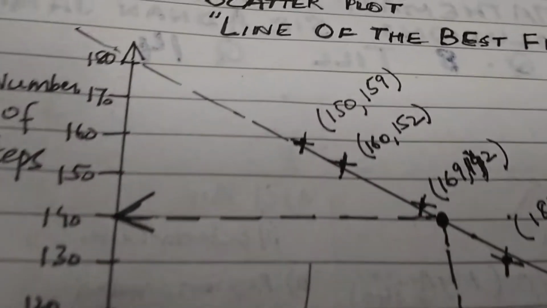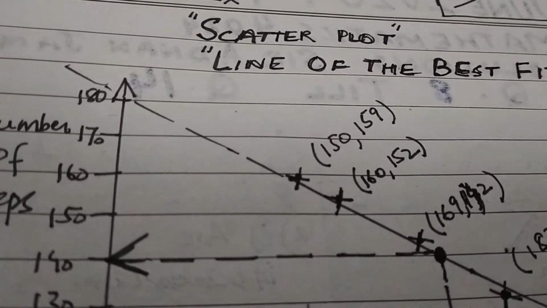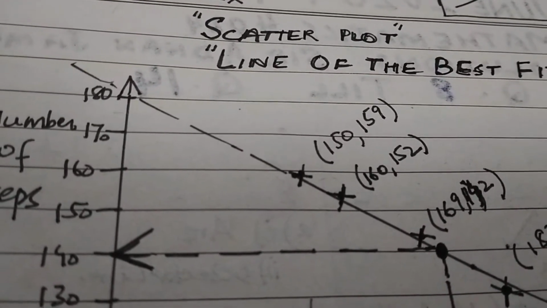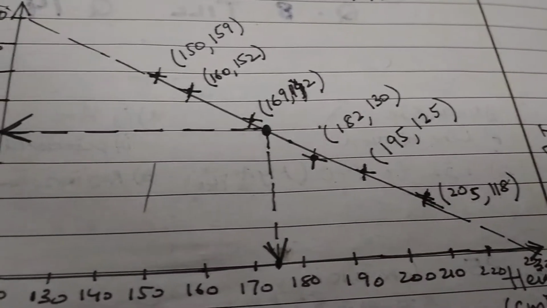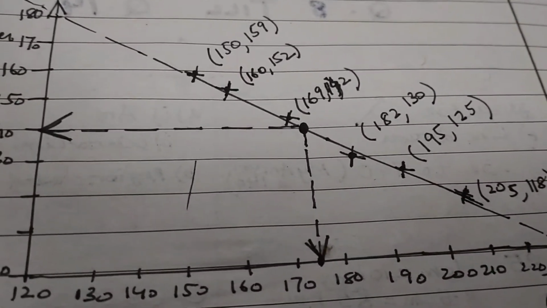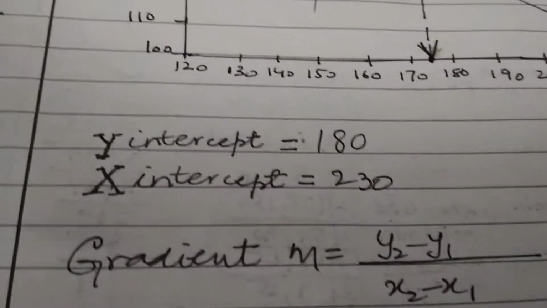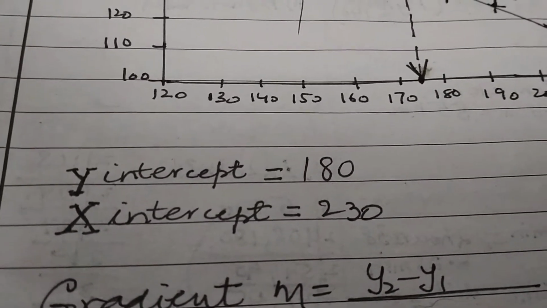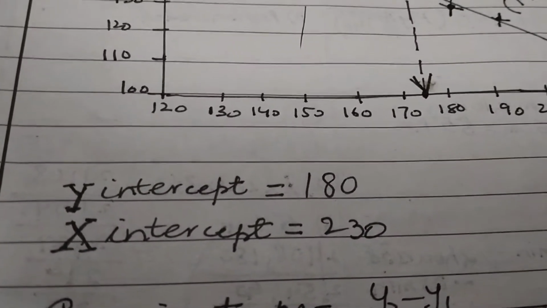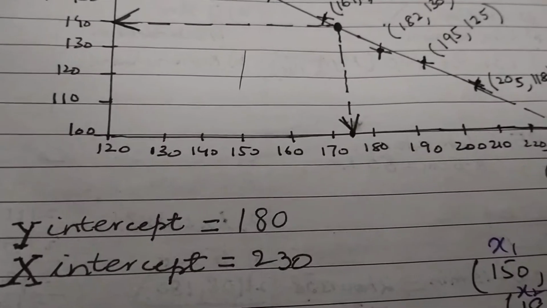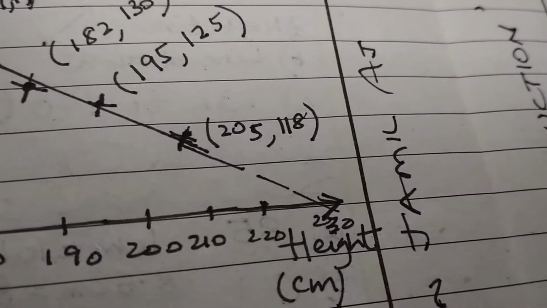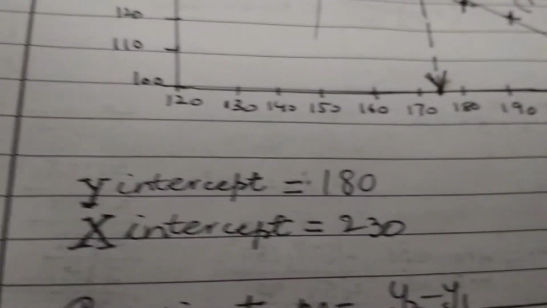One thing I have taken this opportunity to explain it further, that if you have to find out the equation of this line of best fit, you need the gradient and the y-intercept. For that, as I have extended the line of the best fit, the y-intercept is coming as 180 and the x-intercept is coming as 230 if you need that.